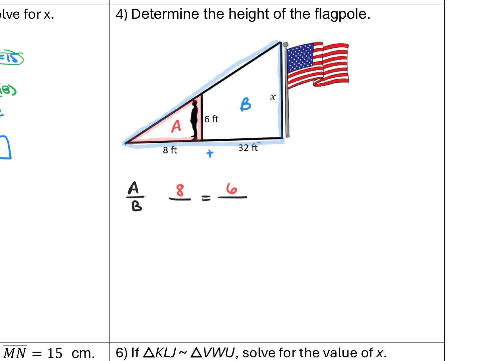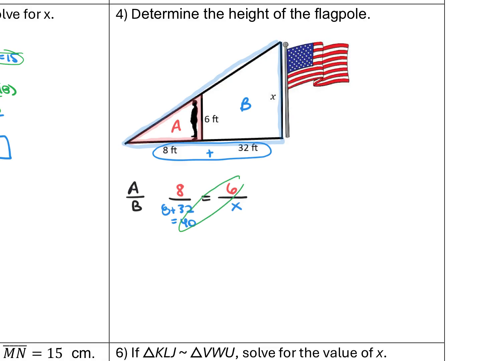Remember, for B, I have to add these guys. So I got 8 plus 32. That's the mistake you guys make all the time. You don't use just the 32 by itself, you add those two together. And then my height, I have x. All right, 8 plus 32 equals 40.